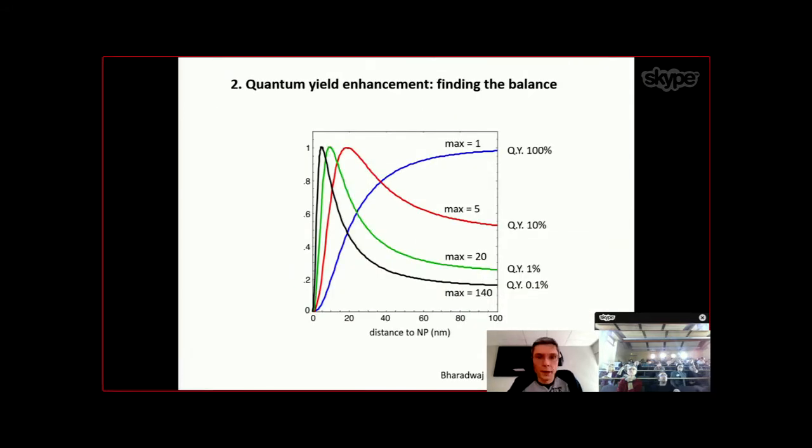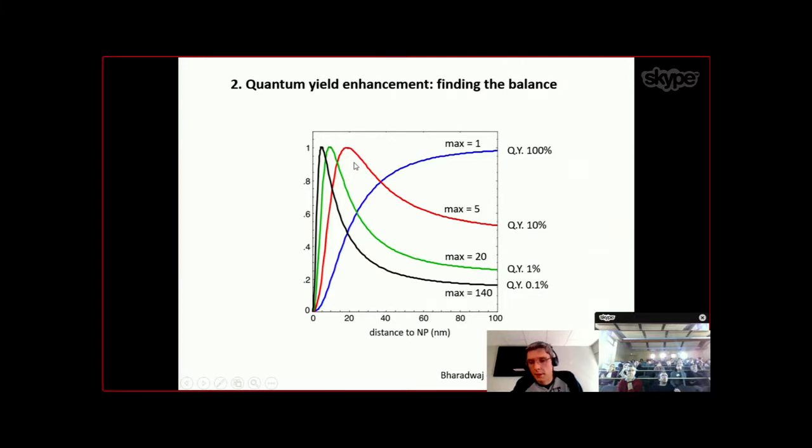Okay, at the end, you have to play with this ratio between radiative and non-radiative rates, and this again depends on the distance to the nanoparticle. So you always have this type of curves, okay? At short distance, it goes down. It always goes down. Okay, at long distance, there is not so much to gain, but then you have this optimum.